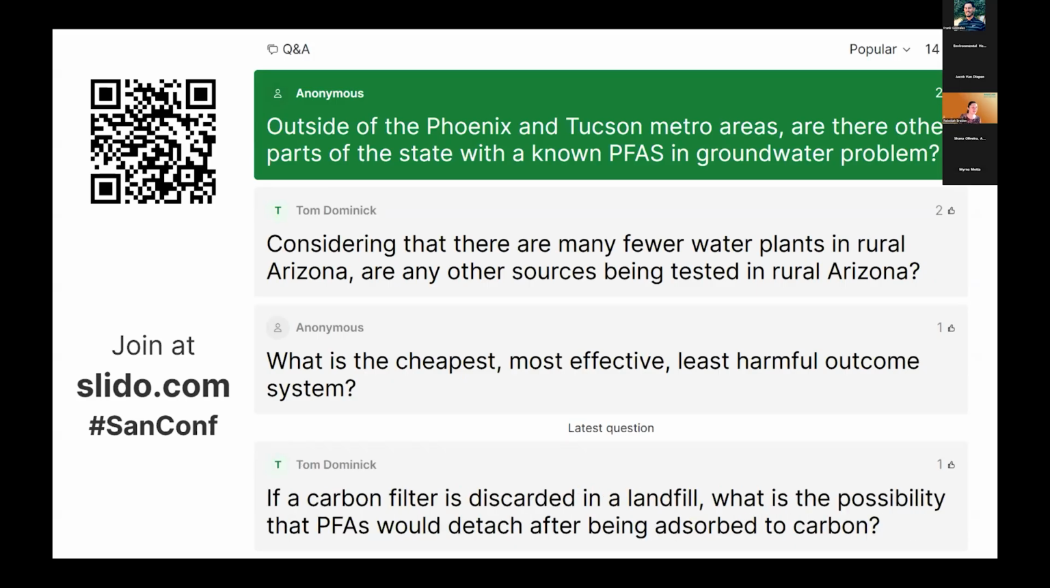All right, our next question. Outside of the Phoenix and Tucson metro areas, are there other parts of the state with a known PFAS in groundwater problem? Oh, yes. It's everywhere in the state. Every place that we're sampling, we find PFAS. And like I said, I have a group in my team looking exactly at that. We have a map, and it's everywhere it's being sampled. Now, there are some open areas like on Navajo Nation where there's almost no sampling, and we don't know. So that's not a no, it's that we don't know. But every other place where people sample, the map is all over Arizona.